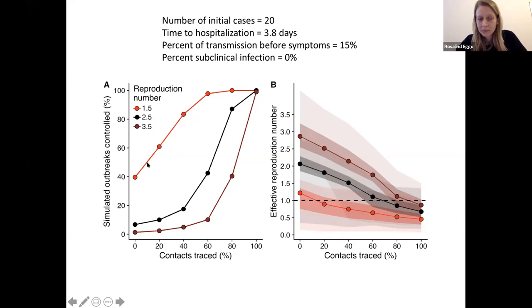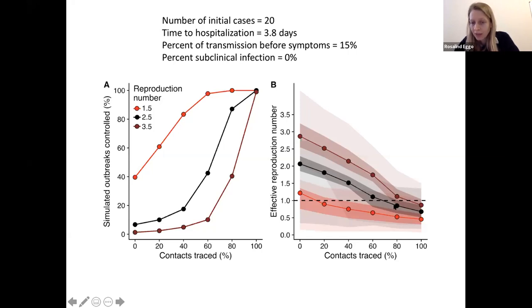So this is the basic reproduction number. And over here, this is what we call the effective reproduction number. The basic reproduction number is the number of secondary cases generated by each infected person in the absence of control measures. The effective reproduction number is that average, but in the presence of control measures. So what you can see here at 0% contacts traced, this black one is the 2.5 scenario, but you can see that the reproduction number is less than 2.5. And this is because the early isolation has prevented some infections.